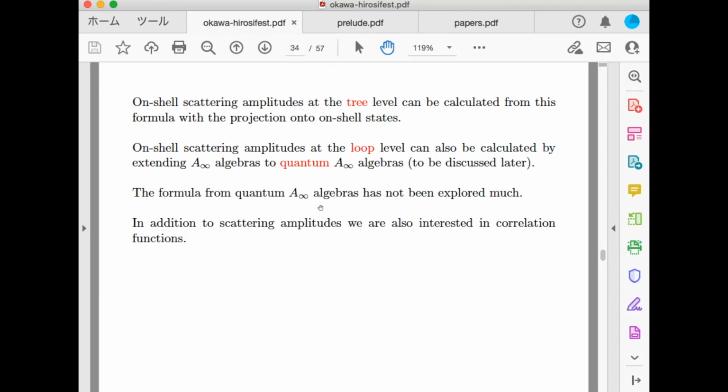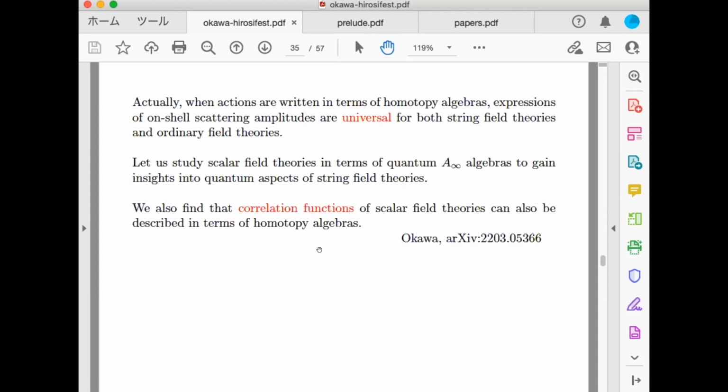In addition to the scattering amplitude, we are also interested in correlation functions. Actually, many actions are written in terms of homotopy algebras. The expressions for on-shell scattering amplitudes are universal for string field theory and ordinary field theory. So let's study scalar field theory in terms of quantum infinity algebras to gain insight into the quantum aspects of string fields. That's the motivation. And we also find that correlation functions can be described in terms of homotopy algebra. I'm going to explain this formula.